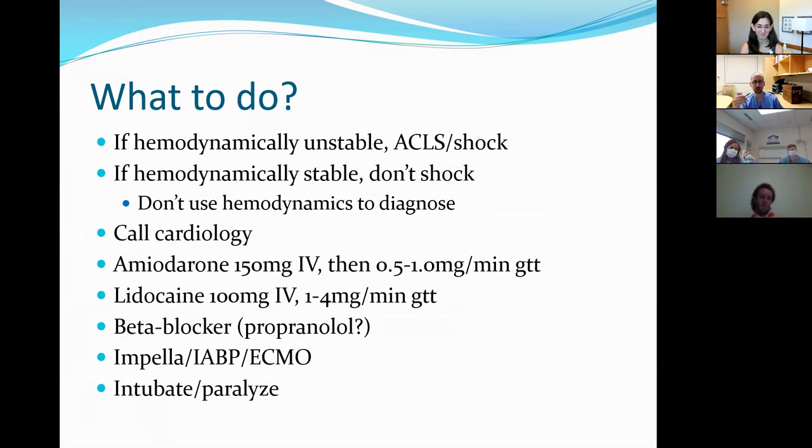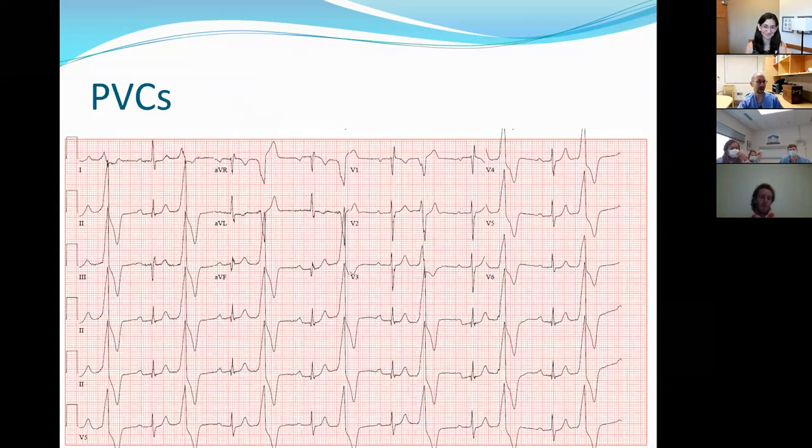If you have someone who's in really dire straits, we'll use an Impella or a balloon pump or even ECMO for somebody who's in VT storm. Sometimes we have to intubate and paralyze patients to try and really minimize all of their catechols, which could be driving this. But if you're getting to the point where you're talking about intubating, paralyzing, and Impella, I hope that you have the CCU service involved in some way.